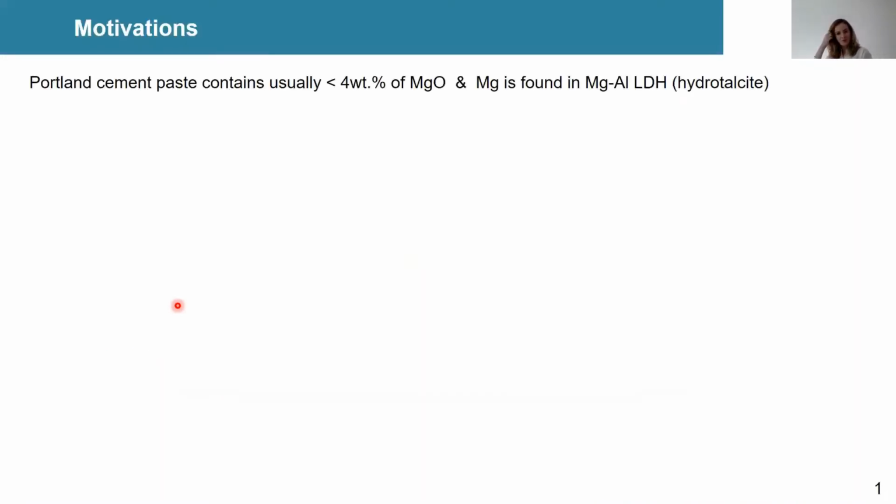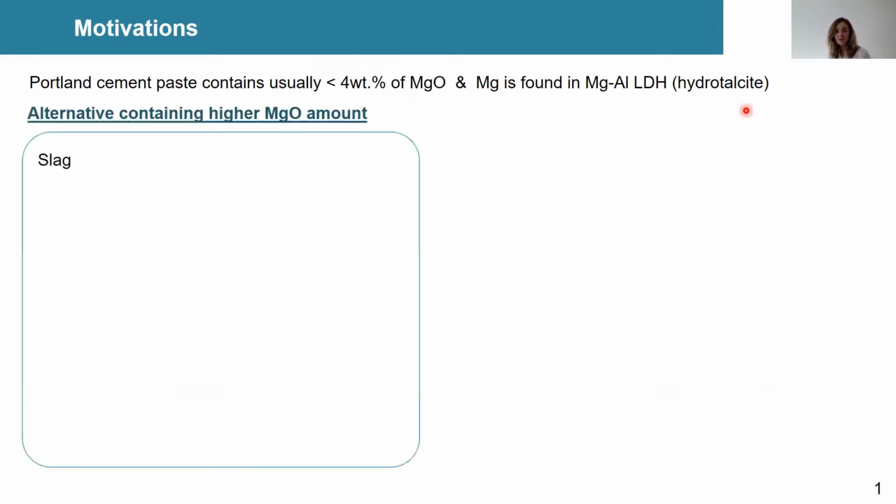So first question, why do we look at magnesium in cementitious material when we know that magnesium oxide is only a few % in Portland cement and that it's precipitating as hydrotalcite? Actually, magnesium content in cementitious material is forecast to increase, and particularly with the use of SCM. And we will use more and more SCM to reduce the amount of Portland cement and more generally to reduce the CO2 in the construction.